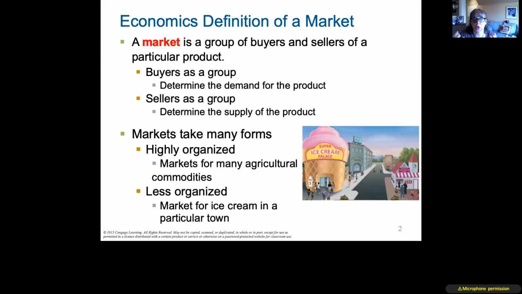Markets take all sorts of forms. You can have very highly organized markets, like a lot of agricultural commodities. The American Dairy Association, Organic Valley, is actually a cooperative of many, many different dairy producers. It's highly organized. And then you can have less organized things, like the market for ice cream in a particular town, where you may have 2 or 3 different independents all working very separately from each other.